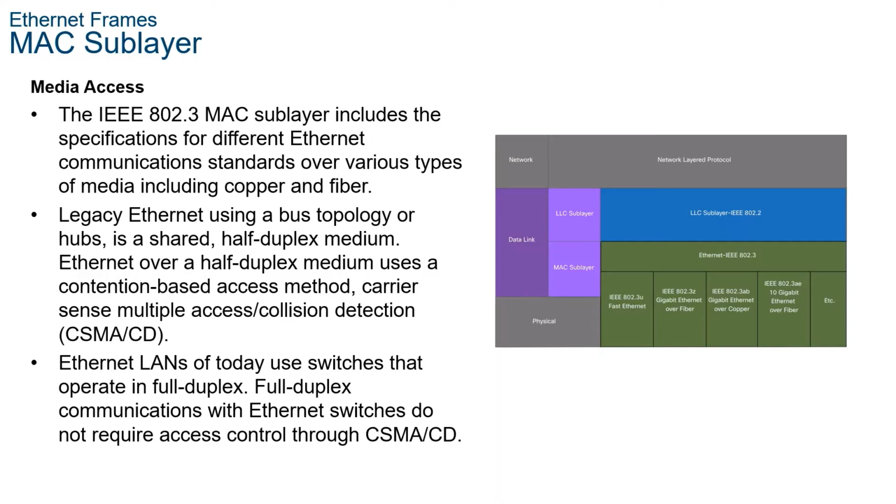Ethernet LANs of today use switches that operate in half and full duplex. Full-duplex communications with Ethernet switches do not require access control through CSMA/CD.